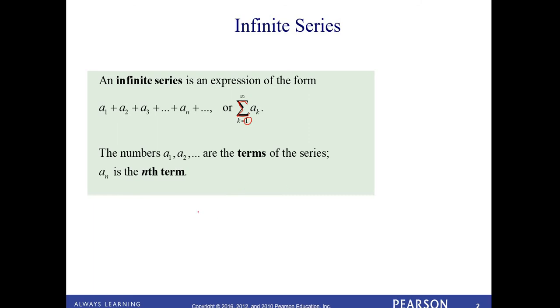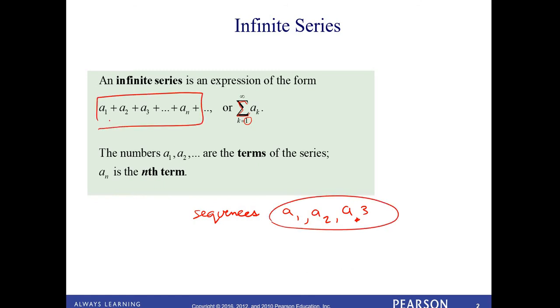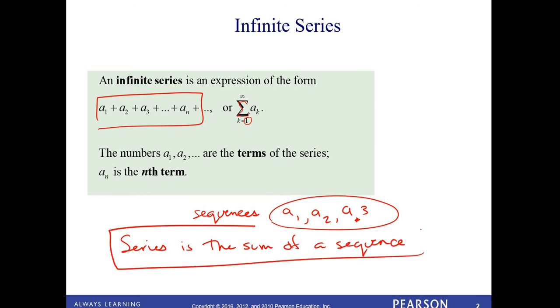Now this should look very familiar. We just did this when we talked about sequences. The terms of the sequence were also a sub 1, a sub 2, a sub 3. The difference is that we then take these terms and we add them up. So a series is the sum of a sequence. A series, just like sequences, can diverge or converge.